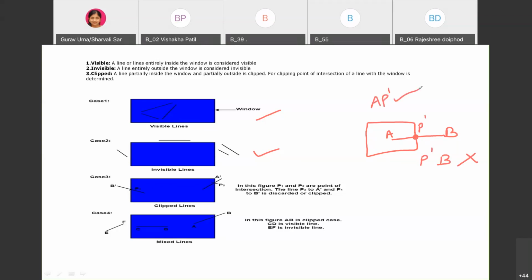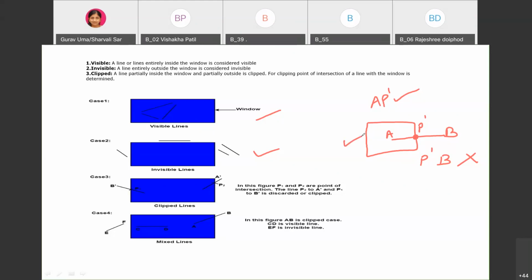So if such a line is partially inside and partially outside, then first you need to find the intersection point and then you have to clip the portion which is outside the window. So here in this case, P dash B will be clipped because it is outside the window. Similarly, case 3 we have applied.